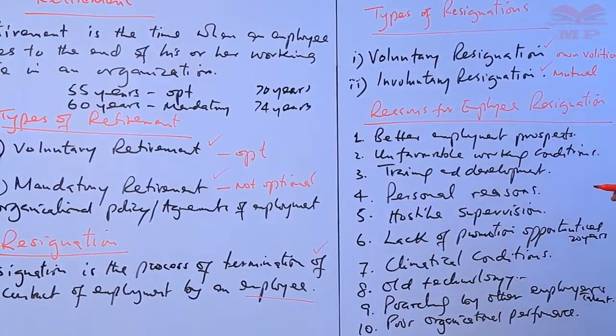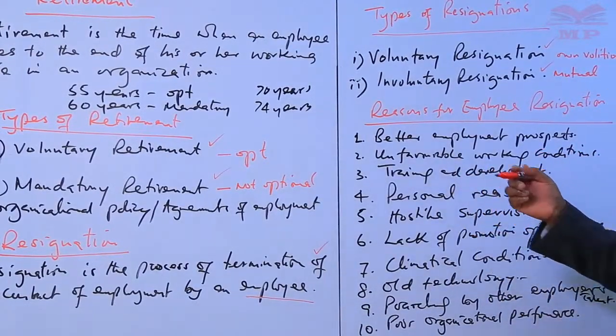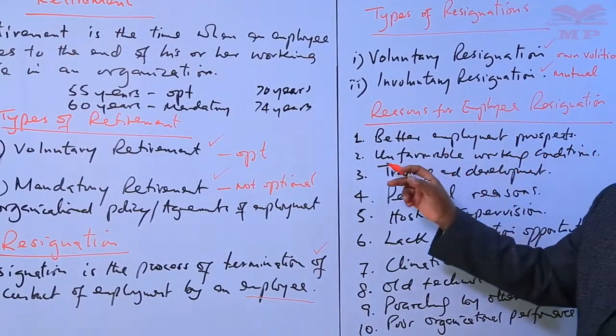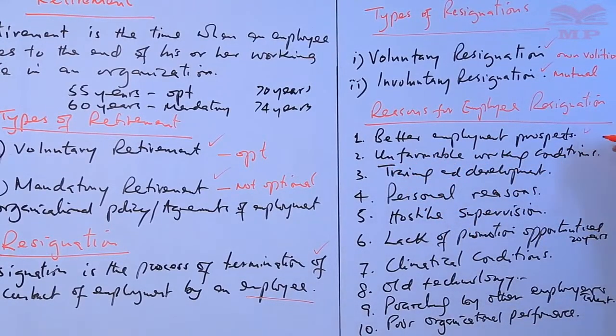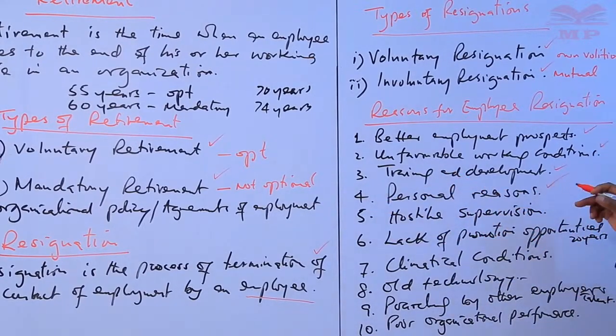And then we have gone further and looked at some of the reasons why employees may resign from organizations, and we have indicated that 1, employees may resign to be able to access better employment prospects. Number 2, unfavorable working conditions in an organization. And number 3, training and development opportunities elsewhere. Number 4, personal reasons. Number 5, hostile supervision. Number 6, lack of promotion opportunities.